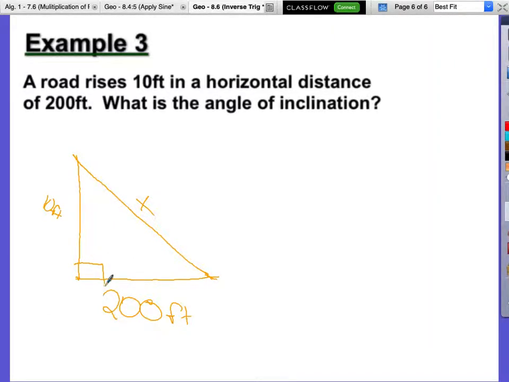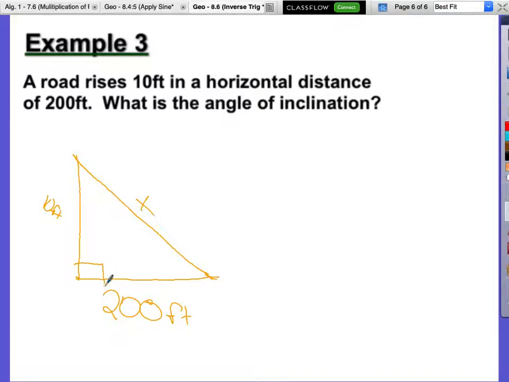Okay, Ian, explain your picture. The road rises 10 feet, so as it's going up, it's 10 foot. So it's going to go up 10 feet, and then the horizontal distance of 200 feet. They look the same, but they're not, because it's not drawn to scale.